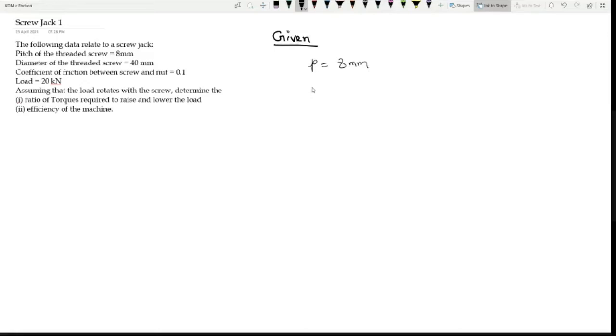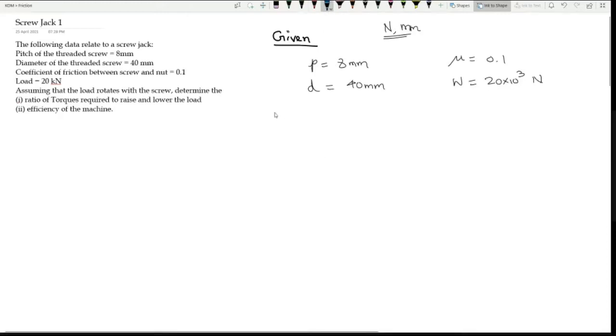Then diameter D is given, which is 40 mm. Mu, the coefficient of friction, is 0.1. W is given, which is 20 into 10 power 3 Newton. Since the dimensions are in mm, let us solve in Newton and mm. In torque alone, I will change it accordingly.